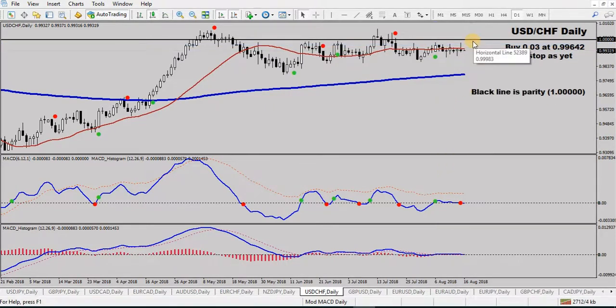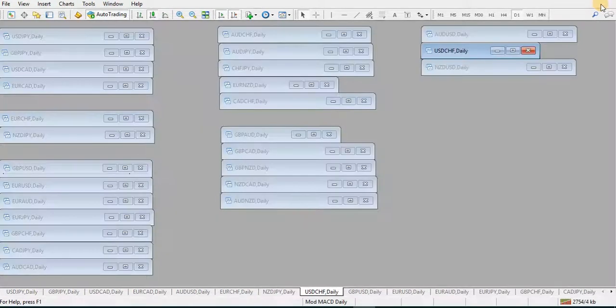That black solid line there, that's parity, 1.0000, so $1 US equals 1 Swiss franc. I think that's the problem at the moment, that line there. There's not enough to take a sell as yet. We've got no red QMP filter, as you can see, and the standard MACD is just absolutely flat. It's just going sideways. So the USD Swiss franc buy trade is now closed.